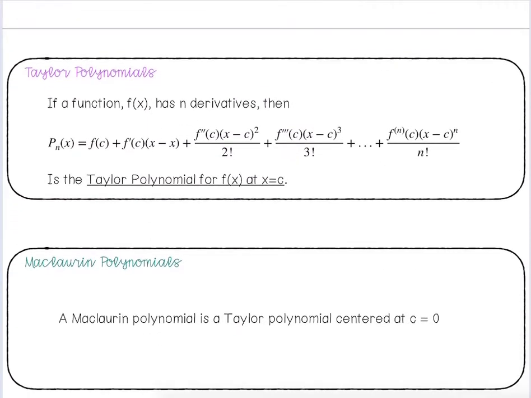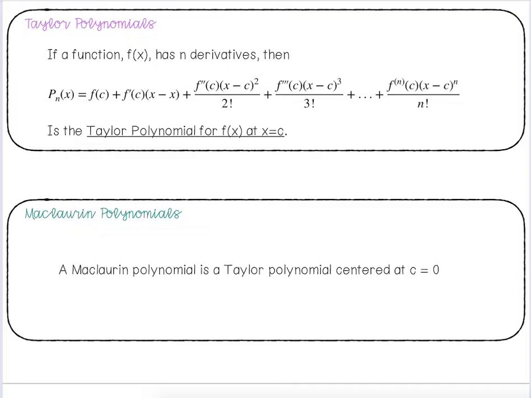Right, so the definition of a Taylor polynomial is, if a function f of x has n derivatives, which means that you can take 2, 3, 4, whatever value of n you need derivatives, then the polynomial of degree n, so this n matches the number of derivatives you're taking, and that's going to be the degree of your Taylor polynomial, is equal to the function evaluated at c plus the first derivative at c times, oh, that's a typo.